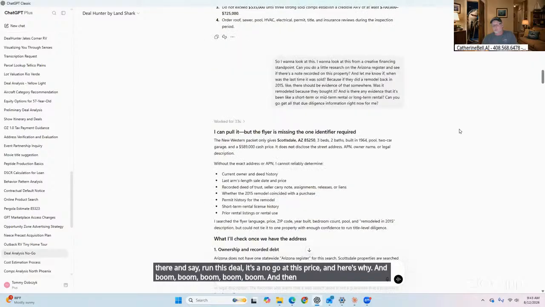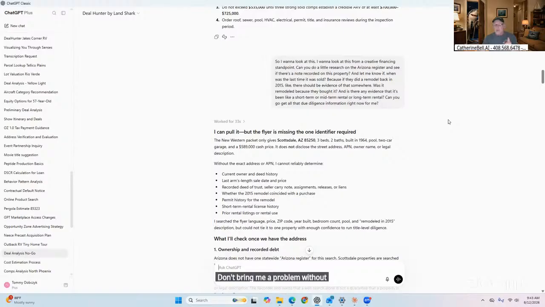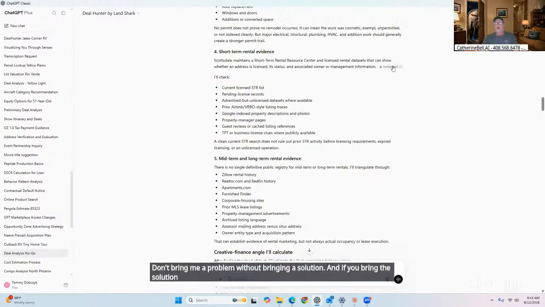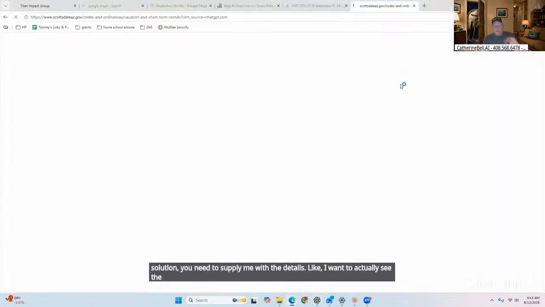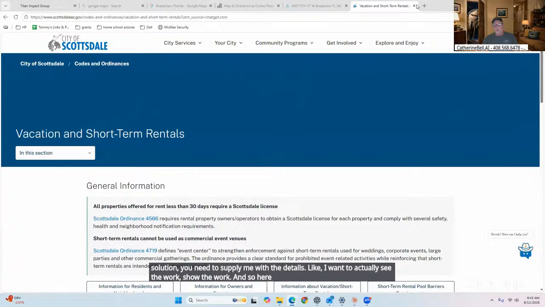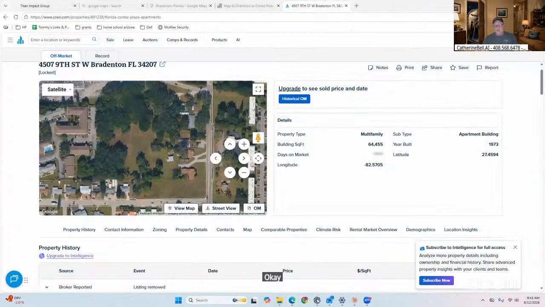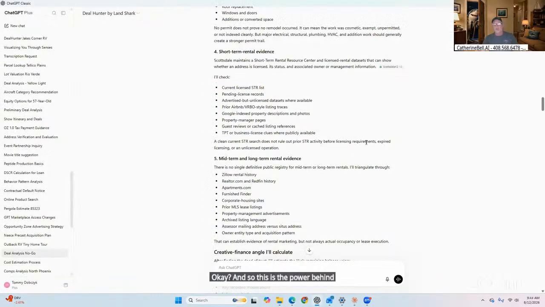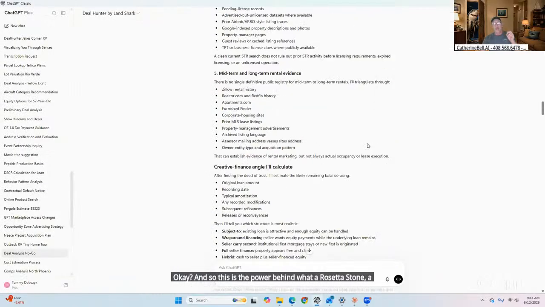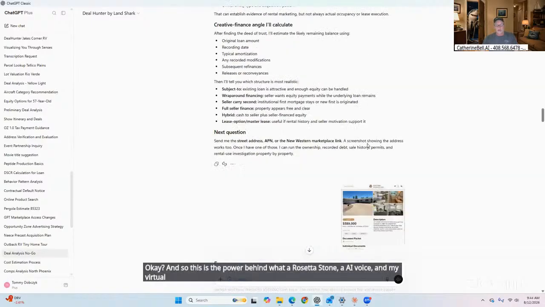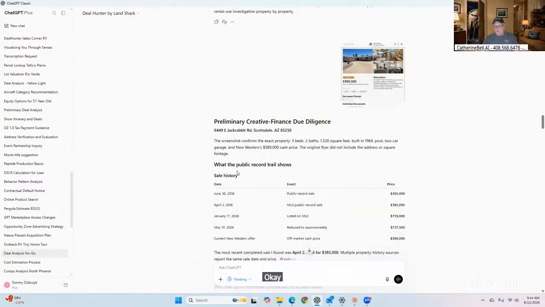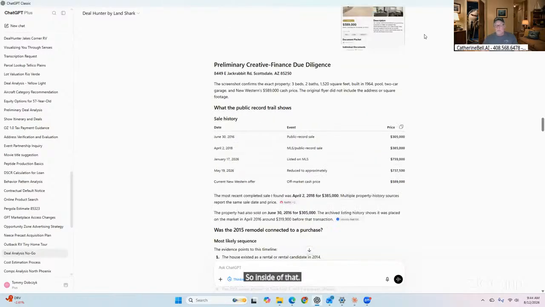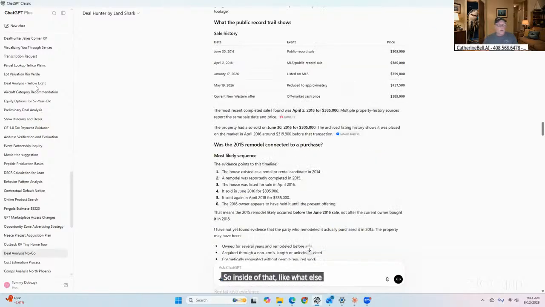And then it offers me solutions because I taught it: don't bring me a problem without bringing a solution. And if you bring the solution, you need to supply me with the details. I want to actually see the work, show the work. And so here, codes and ordinances pulling straight from the website. Nice. This is the power behind what a Rosetta Stone, an AI voice, and my virtual board can create. So inside of that, what else could we explore on your deal?